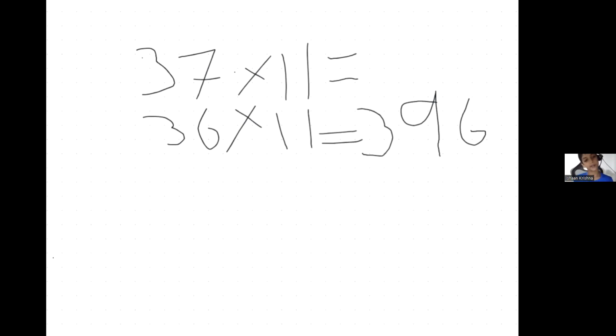Now 37 times 11. You'll say 3107, and that is wrong, we know that. Because 3 plus 7 is 10, you can't put two digits, you can only put one. So we keep the 0 and forward the 1 to the next number. So 3 turns to 4. 3 plus 7 is 10, so keep the 0 and then 7. There you go, 407. That is the trick for this. Let's take another one.